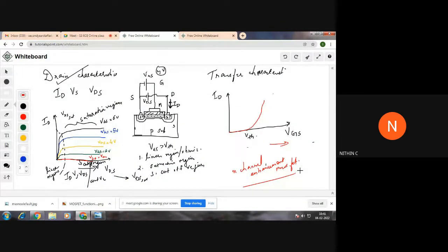Okay, so we will continue with the topic. I think you have drawn these two figures, these two characteristics, the drain characteristics and transfer characteristics. Remember the graph and the parameters. One is the graph between the output drain current and VDS voltage, and one is the graph between ID and VGS voltage. Remember the parameters also. Have you drawn these two figures?